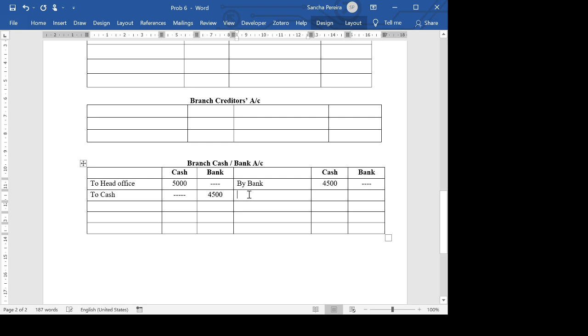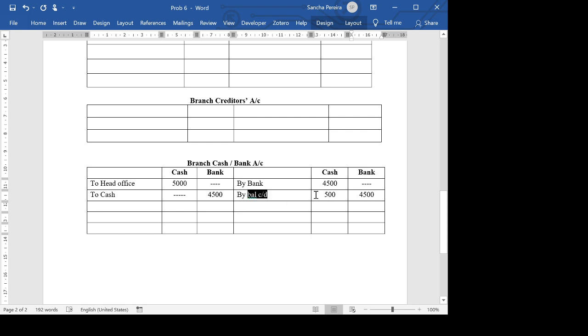If I just try to balance it, just to make you understand, by balance carried down. Say this is the only transaction and I want to balance it to know what my balance is. In the cash column, how much will I get? 5,000 minus 4,500, that is 500. And in the bank column, I will get a balance carried down of 4,500. This is just to make you understand what is happening right now.